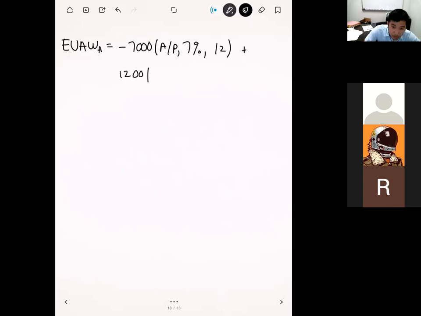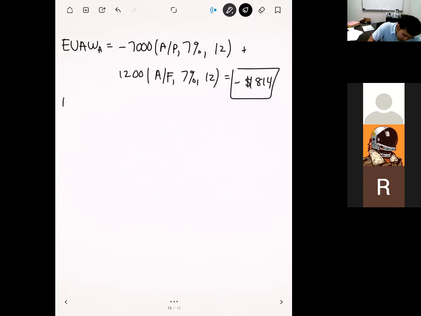Then we have our salvage value. Our salvage value is $1,200, and this is going to be an A over F, 7% and 12. And so this is going to give us minus $814. You plug in the values from the compound interest table.